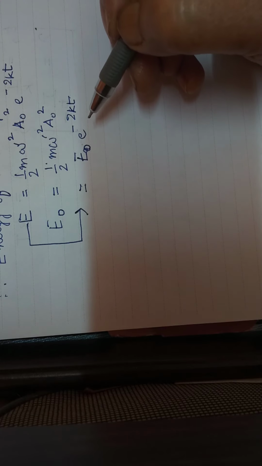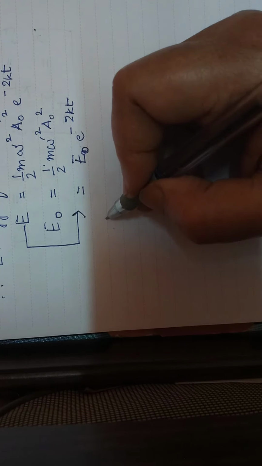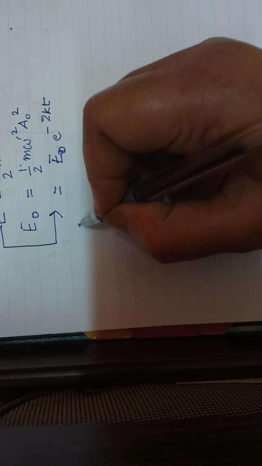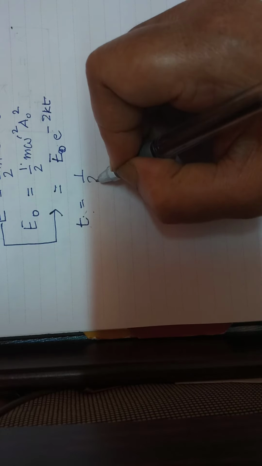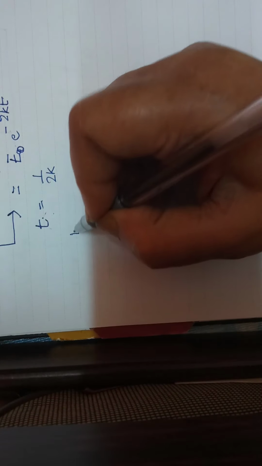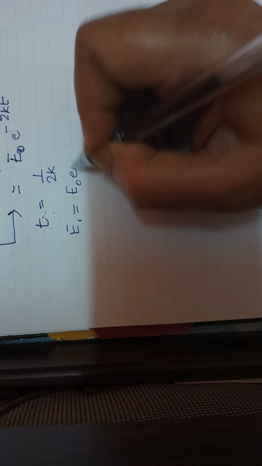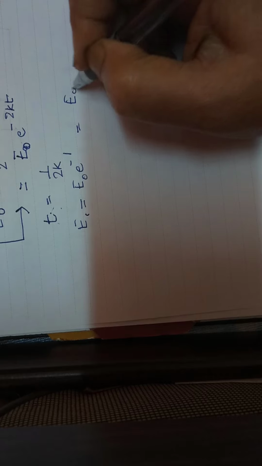All right. Now, what is t? Suppose when t is equal to 1 by 2k. Suppose if you take t equal to 1 by 2k, then what happens? Then E is equal to E0 e to the power minus 1, which is equal to E0 by e.